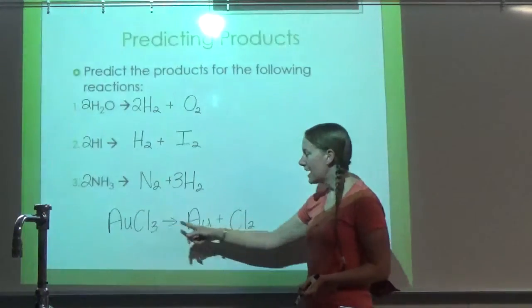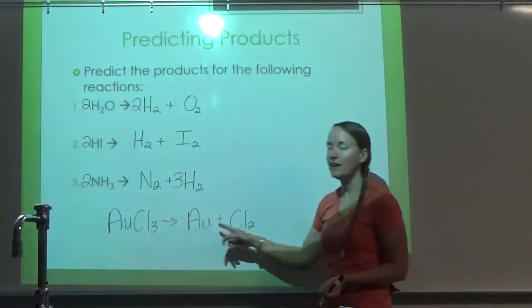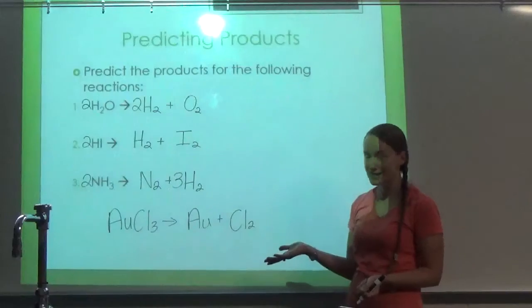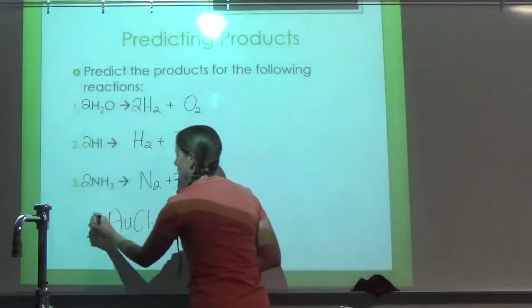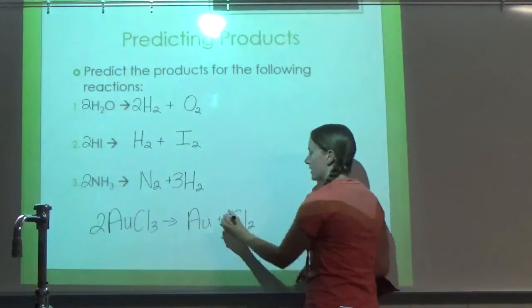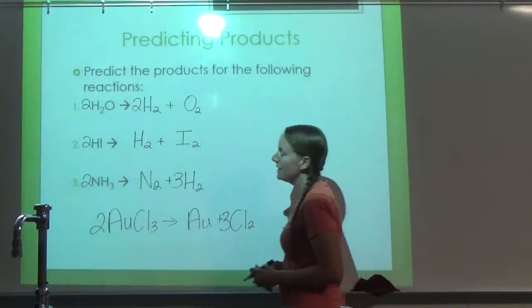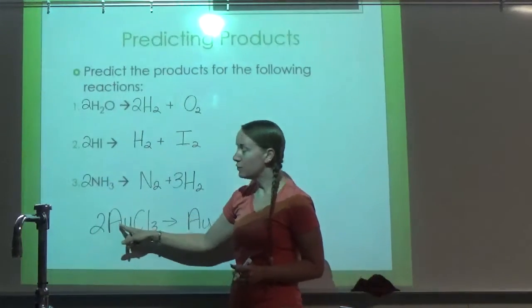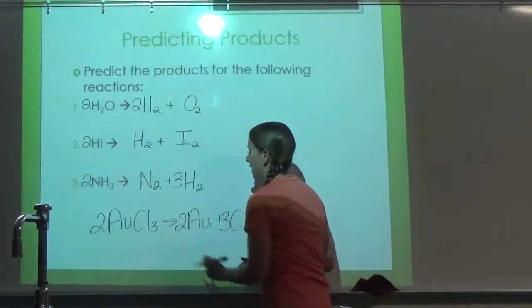Remember, when we balance, how do we fix a 2 and a 3? We find that common factor. They can both become 6. So 3 times 2 gives me 6. 2 times 3 gives me 6. And then I just have to look that I have 2 gold right here, so I need 2 right here.